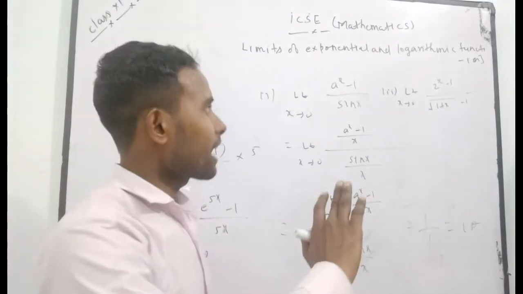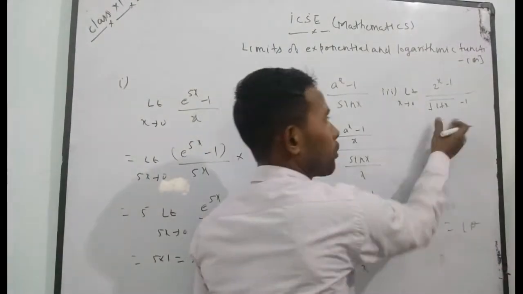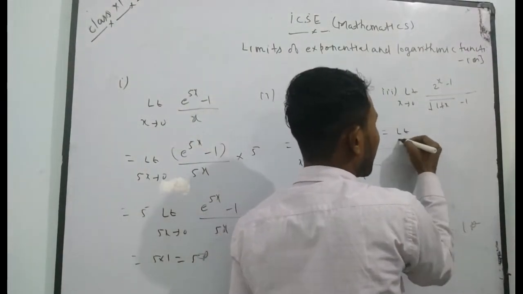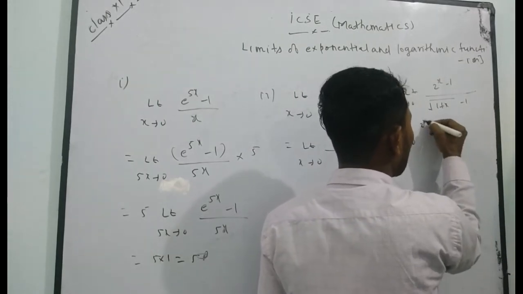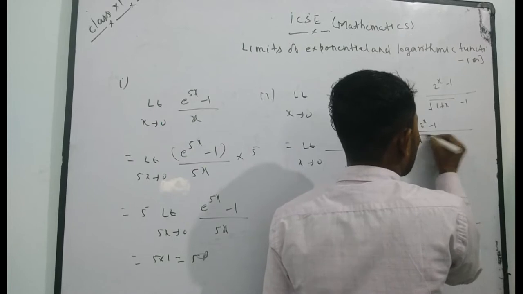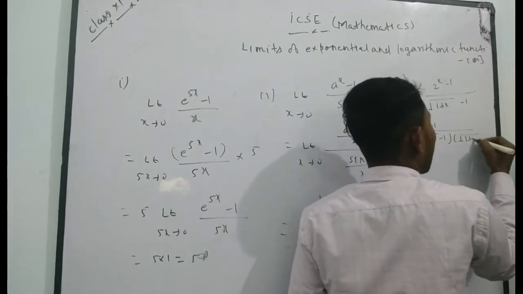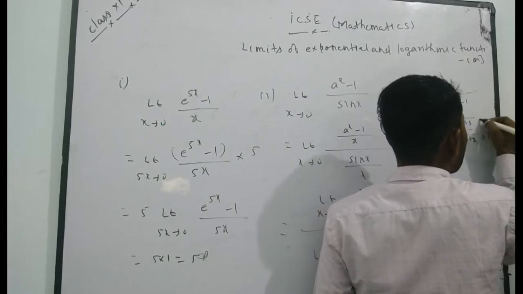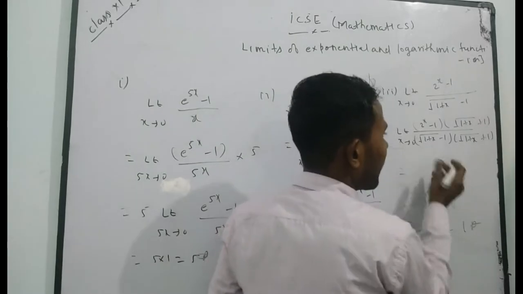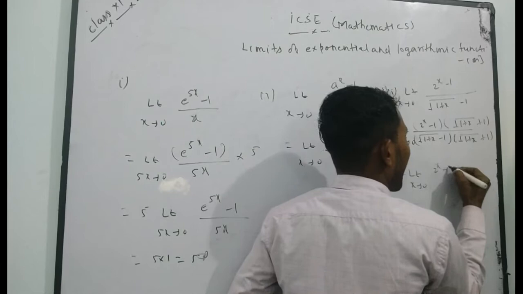See here, this is also very easy. Firstly, multiply the numerator and denominator by its conjugate. If you multiply by its conjugate, you get the limit as x tends to 0 of (2 to the power x minus 1) divided by (under root 1 plus x minus 1) into (under root 1 plus x plus 1). You have to also multiply in the numerator, under root 1 plus x plus 1. In that case, you get (a plus b) into (a minus b). Finally, you get the limit as x tends to 0 of 2 to the power x minus 1 by x.